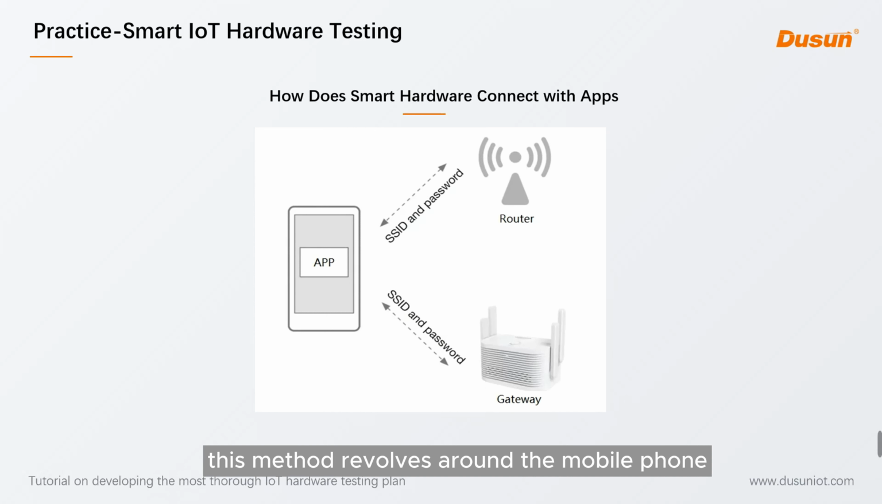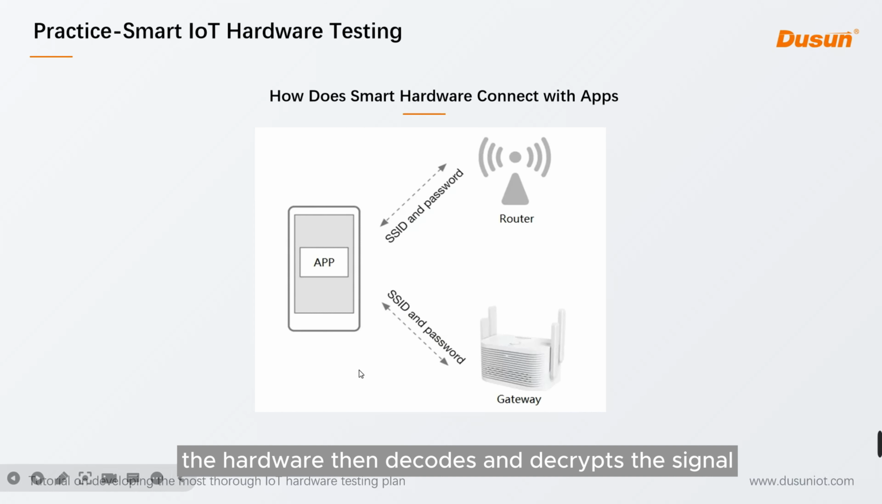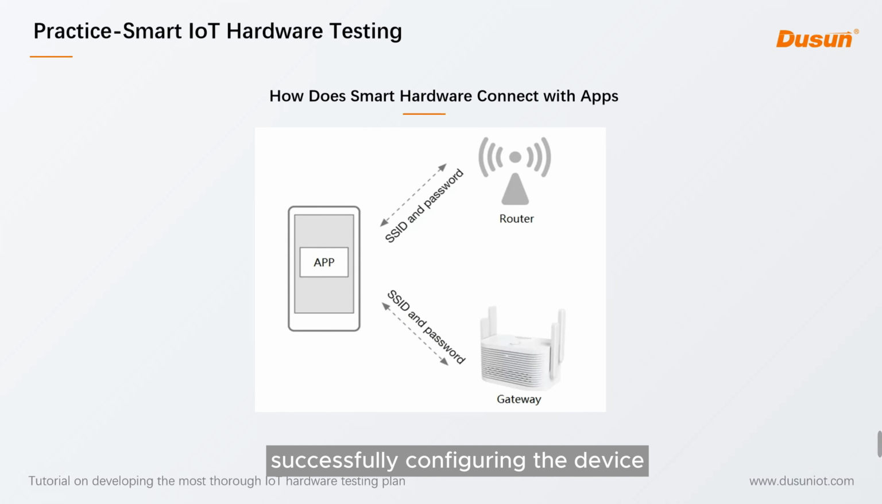Sound wave: this method revolves around the mobile phone emitting coded and encrypted sounds. Captured by the smart hardware's microphone, the hardware then decodes and decrypts the signal, successfully configuring the device.